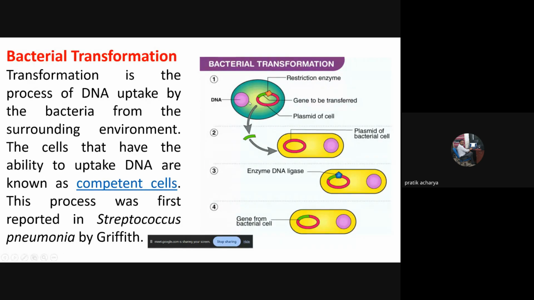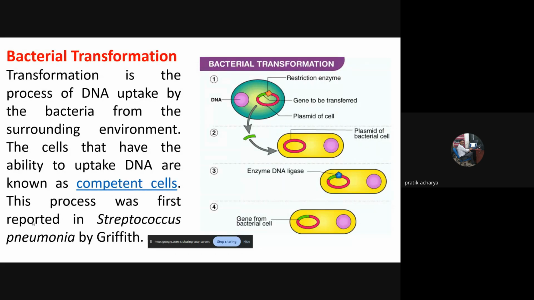Uptake of DNA is the first step. Here it is mentioned as uptake of DNA. Transformation is the process of DNA uptake by bacteria from the surrounding environment. The cells that have the ability to uptake are known as competent cells. This process was first reported in Streptococcus pneumoniae by Frederick Griffith's experiment.